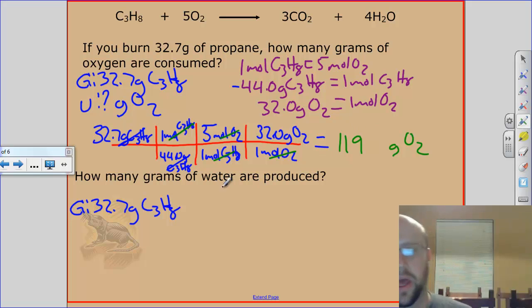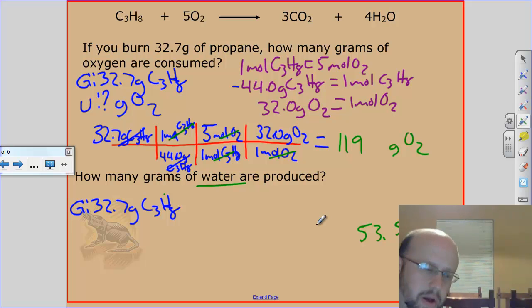Okay? Now, how would I set up the next one? I would do exactly the same, except that I'm going to have a different mole ratio. I'm still going to use the molar mass of propane, and then instead of the molar mass of oxygen, I need the molar mass of water. Okay? So you guys can go ahead and work that one out. Pause the video. Give it a try, and I'll give you a big hint here. The answer, once you're done with it, is 53.5 grams of water. Okay? All right. So you can check that one in class tomorrow if you didn't figure it out.